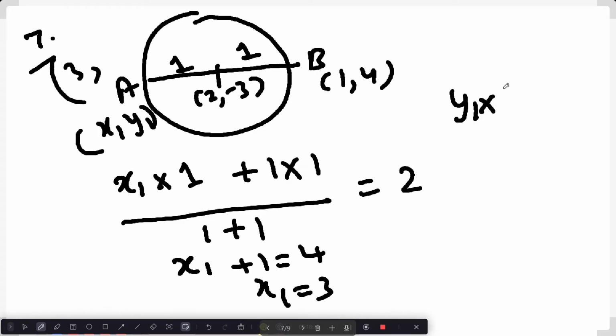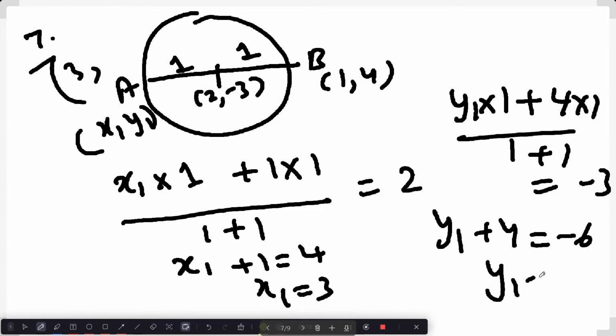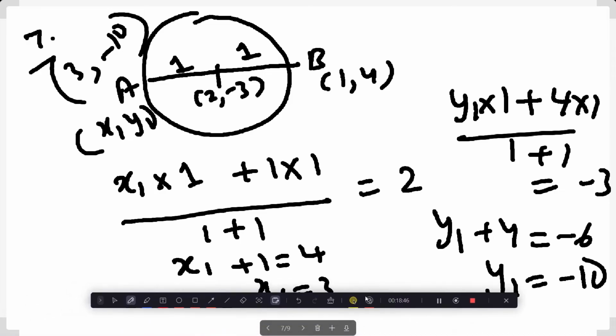Now look at y. y1 into 1. ये सेक्शन फॉर्मूला मैं सीधे कर रही हूँ. I hope you understand this. y1 into 1 plus 4 into 1 upon 1 plus 1 equal to -3. y1 plus 4 equal to -6. y1 equal to -10. So the answer should be this. Is the answer this? Let's look at the answer. Yes. Answer is this. Okay, let's move on to the next question.